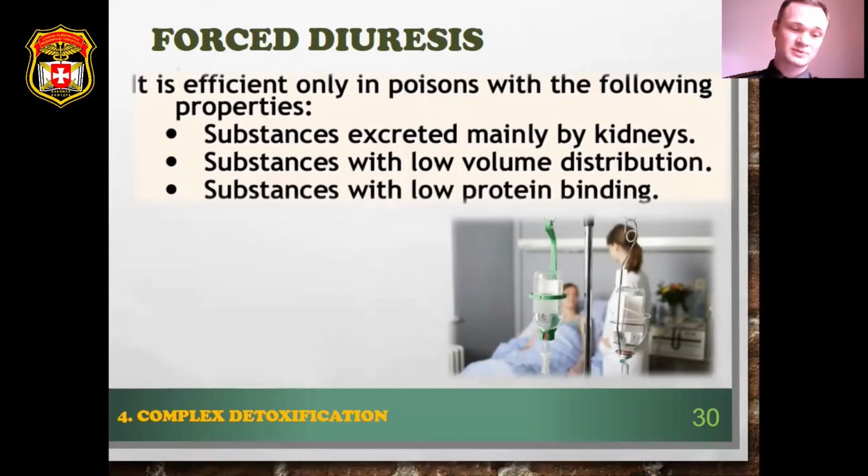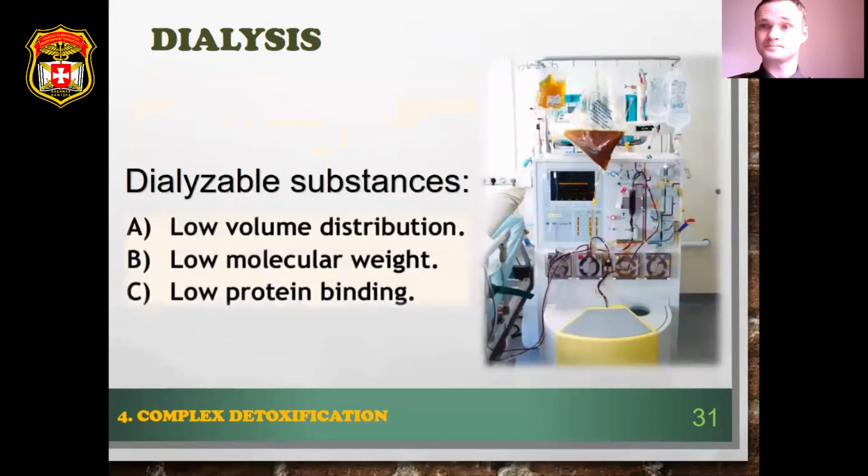And some words about manipulation of urine pH. This method acts depending on the extent of ionization and can be forced alkaline diuresis and acid diuresis. Hemodialysis and its related therapies are best suited to remove poisons of low molecular weight, low protein binding, and high water solubility. Examples include toxic alcohols, lithium, and salicylates.